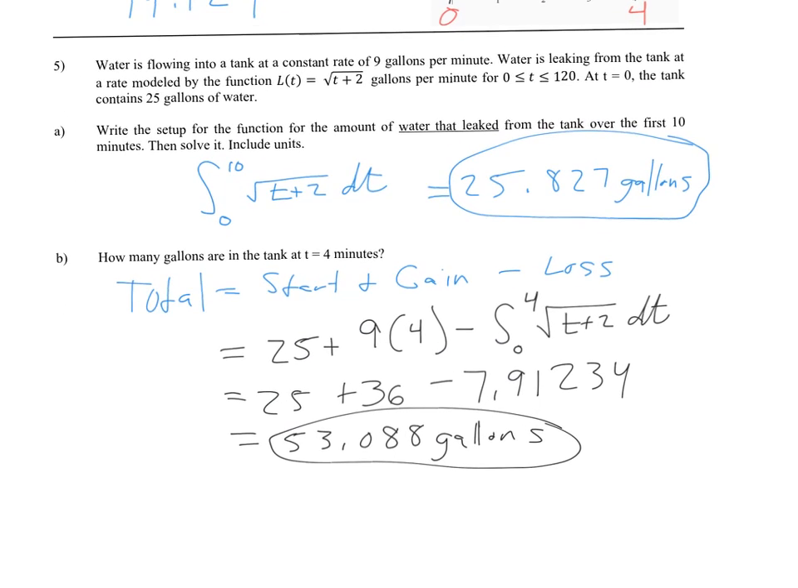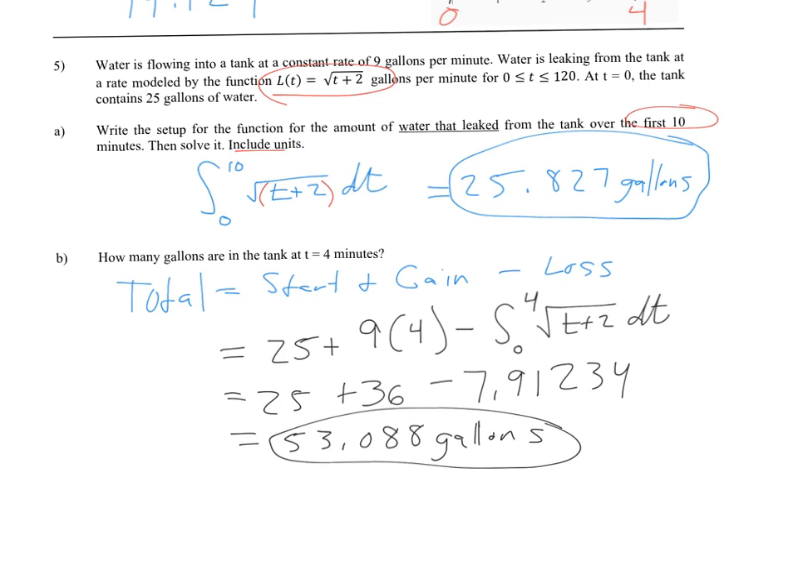Finally, for question number 5, it says, write the setup for the amount of water that leaked. So if we look at the amount of water that leaked, that's our function. Again, I was kind of testing to make sure that you could put all this under a radical. First 10 minutes, so we go from 0 to 10 of our function dt, and that would be 25.827 gallons. I did ask for you to include units. This water was in gallons.